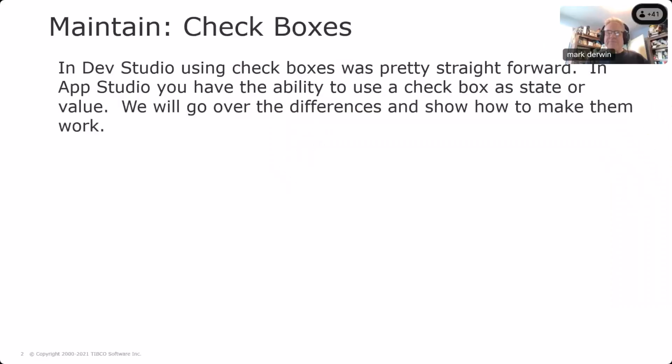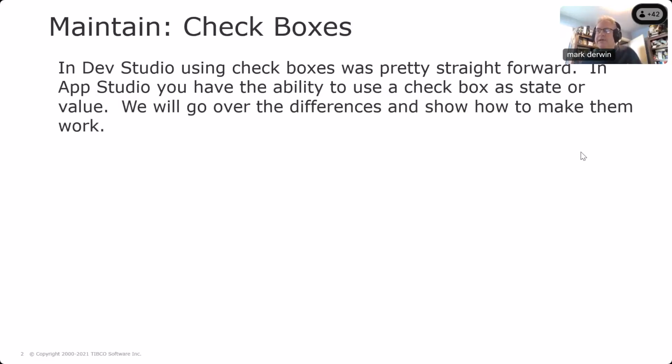Now, check boxes should be pretty straightforward. You have a box, you check it. And that's how it was in Dev Studio. That's how it was. Someone brought up Cactus to me earlier. It's how it was in Cactus. It's literally just a checkbox. And you can add a title to it, and it's either a 1 or a 0, a yes or a no.